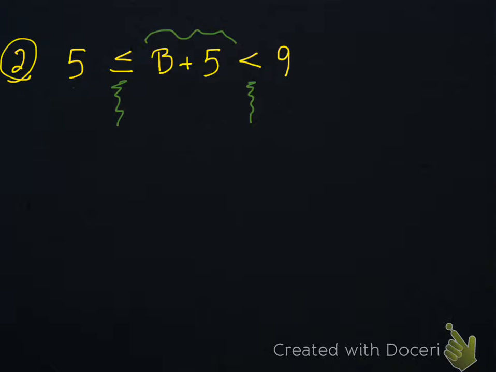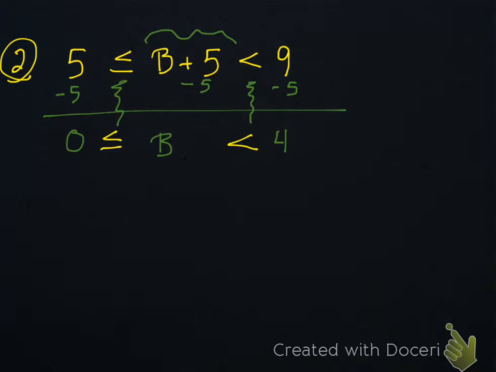So notice I have a positive 5. I need to subtract the 5. Well, where do I do that? Everywhere. All 3 pieces, I got to subtract the 5. Okay, so 5 minus 5 gives me 0. I'm still going to bring down my inequality symbol. Keep it the same because we did not multiply or divide by a negative. In the middle, I have just plain b because the 5's cancel. Bring down the inequality symbol. Again, did not change because I did not multiply or divide by a negative. And then 9 minus 5 is 4.